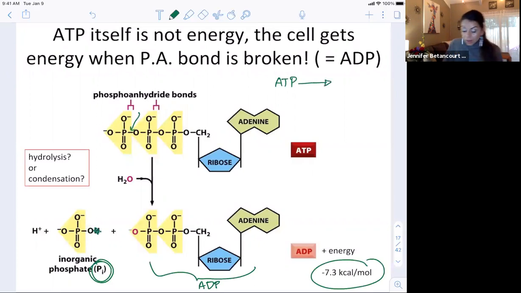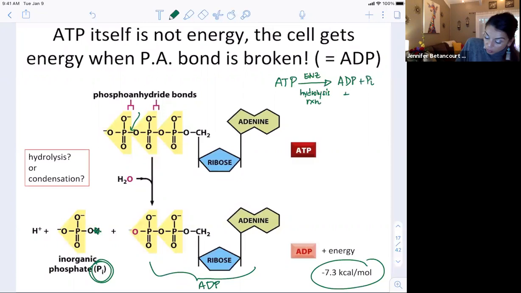Okay? So in order for ATP to be broken, you need a special enzyme. ATP will bind to the enzyme. The enzyme needs water to do this, so this is also an example of a hydrolysis reaction. In doing so, you break off one of the phosphates, so you have a phosphate group. The remaining molecule is now called ADP, and then you have a bunch of energy. How much energy? 7.3 kcals per mole.